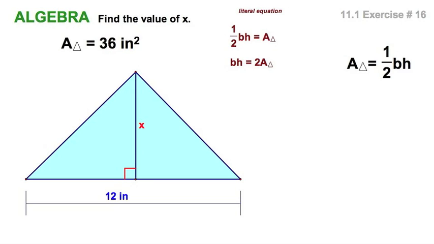I can now double both sides of the equation. Divide both sides of the equation by b. I now have an expression, or I've rearranged this equation in terms of h. Once I do that, it's a simple matter of substitution, and then it's just arithmetic. I've got 76 divided by 12. I've got square inches divided by inches, and regardless, I come up with a height of 6.